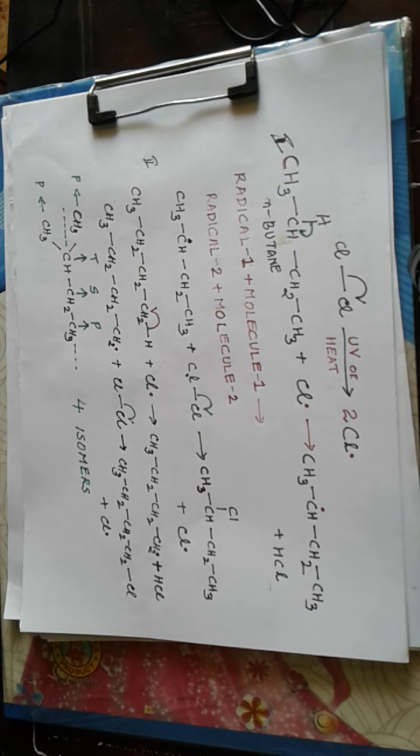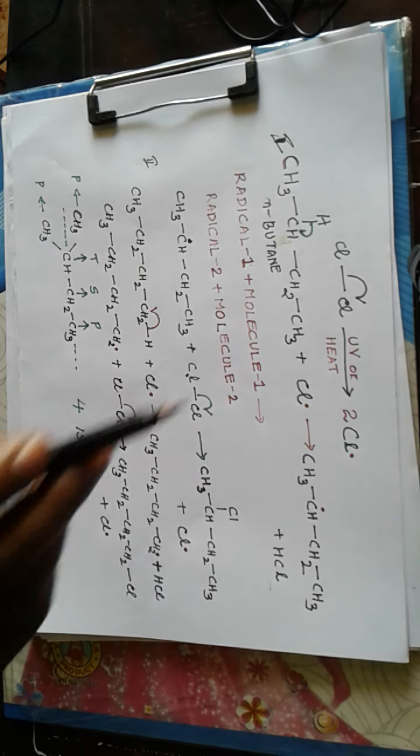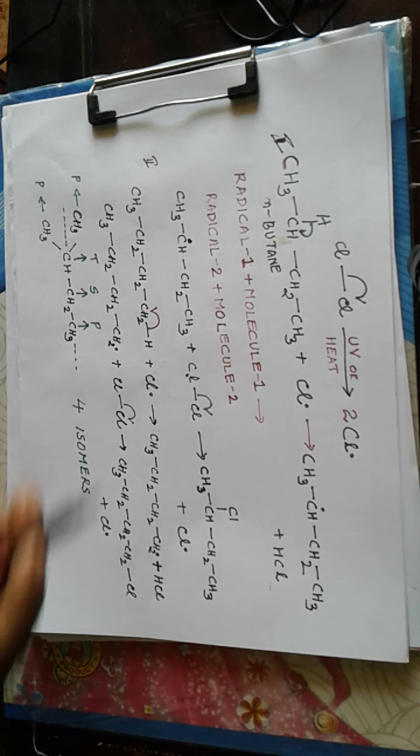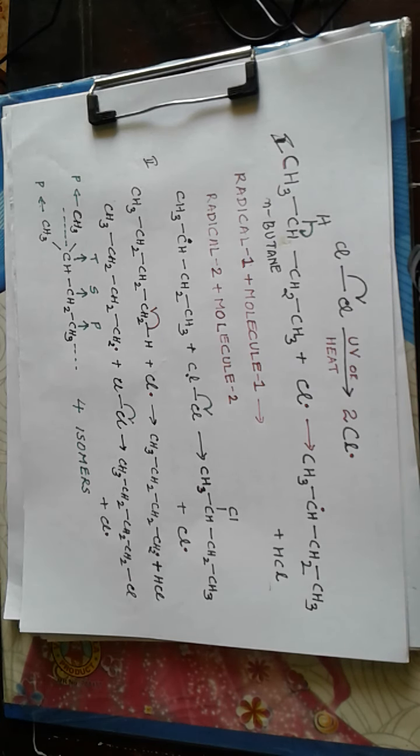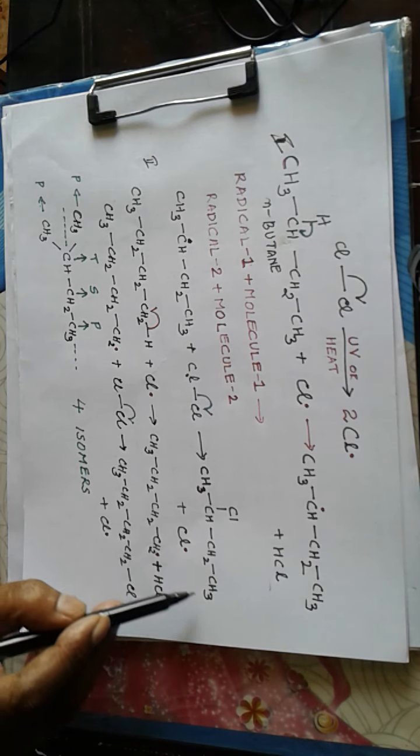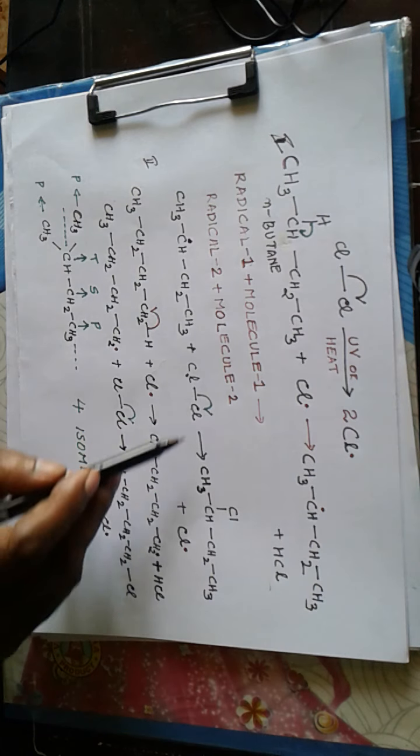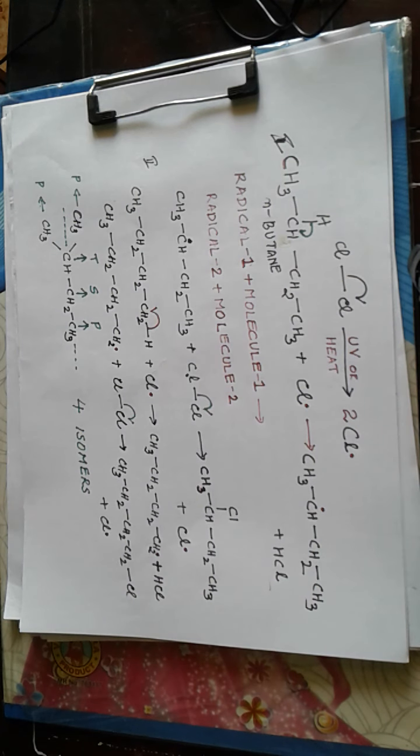That chlorine radical can react with another butane molecule, and the reaction can proceed in this manner. Such reactions are called chain reactions because they will go on, because the chlorine radical, that reactive radical, is produced in each step of this reaction.